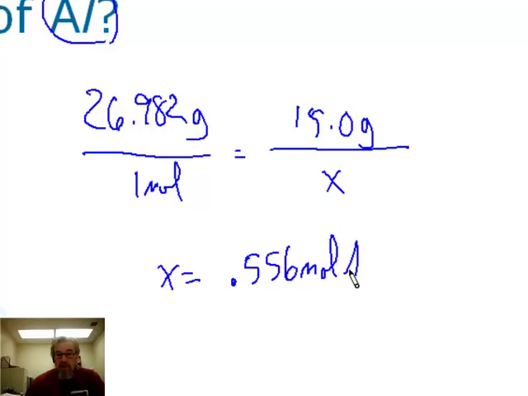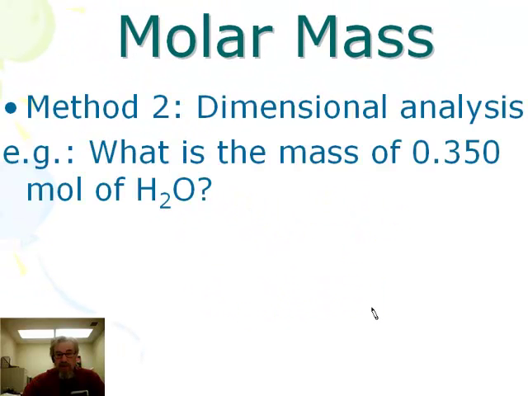Now here's a technique that I like a lot more, dimensional analysis. And when you start doing more complex problems with this, you'll find out why dimensional analysis is a better method. Let's do the same problem, only using dimensional analysis. Molar mass as a factor in dimensional analysis. Here's how this works. The question is the same question. What's the mass of 0.350 moles of water?